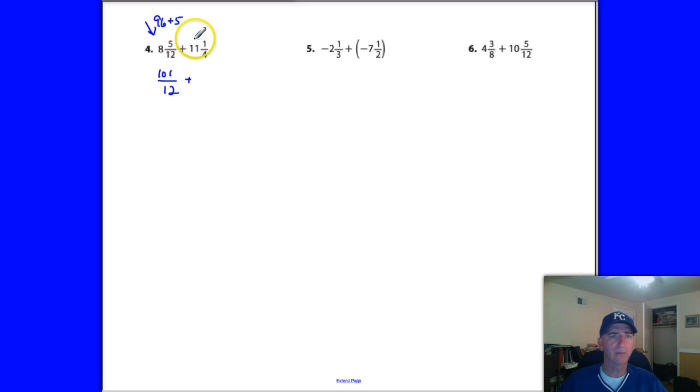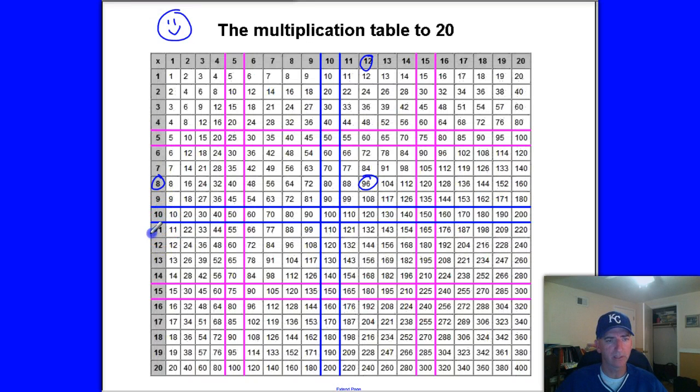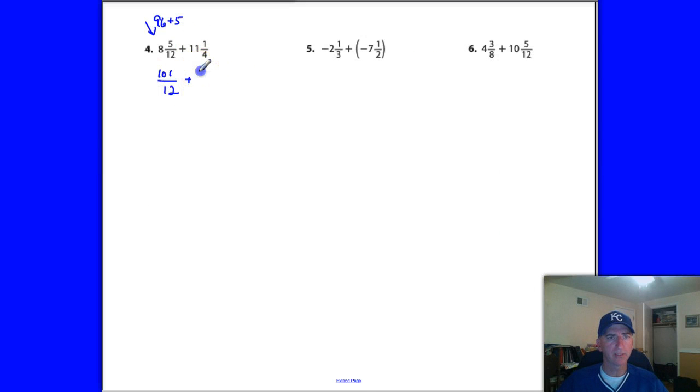And then if we do the same thing with 11 and 1/4, again, we could go back here. We could go 11 times 4. Here's 11 and here's the 4. See the intersecting point right there? So 11 times 4 is 44. So we've got 44 plus 1 is 45. All right, well, we're halfway there now.